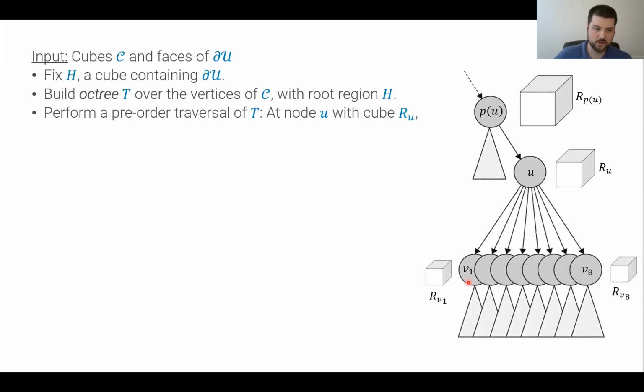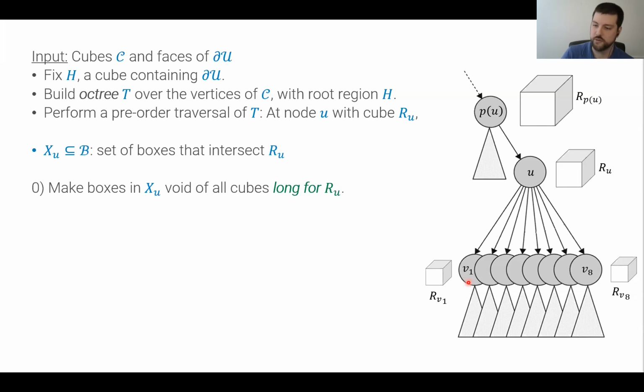We'll go slowly through our algorithm, but it will actually fit all on this slide, more or less. We're going to start off, again, with some box H that contains the union, and we're going to build an octree with that being the root region, which is, again, a cube, over what point set? The vertices of the input cubes C. This octree will guide our decomposition recursively because we're going to do a pre-order traversal of the tree.